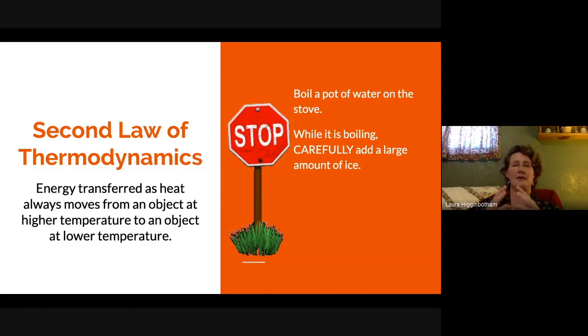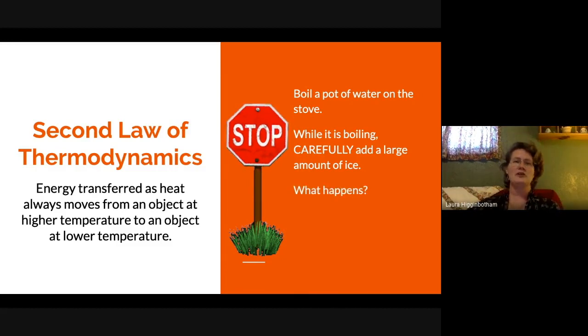Add a large amount of ice. I'm not talking about a single ice cube. A good handful of ice. Now, please listen to me. Do not just throw the ice in. That water is boiling, it will splash out, it will burn you. My suggestion would be to get a big serving spoon or a soup ladle, put the ice in the spoon or ladle, and lower it in. Do it safely.